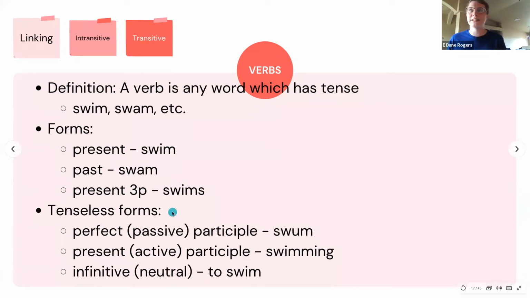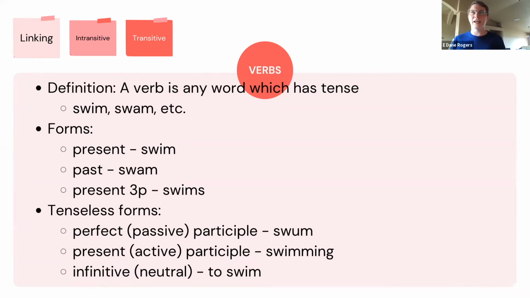And now here we have some tenseless forms. Technically, their grammar is not verb, but their concept, their idea, is verb. So they're a hybrid. This perfect participle or past participle, I prefer the term passive participle because we use this participle to form the passive voice. And the present or active participle, swimming, I prefer active participle, but it's not a common term. Also, we have the infinitive. This is a neutral, infinite meaning without time. This is the purest form of a verb with all time idea stripped away from it.